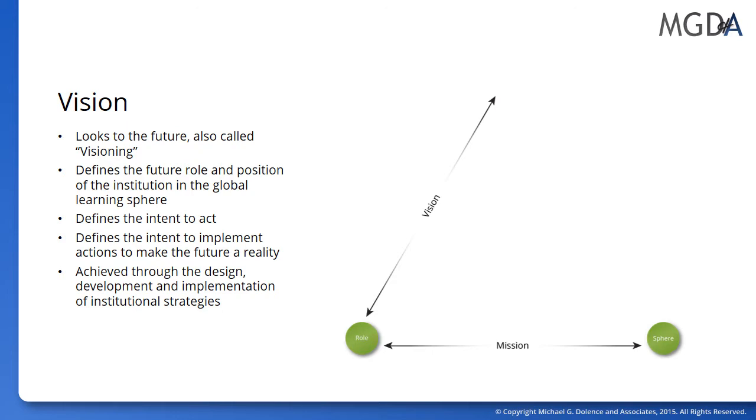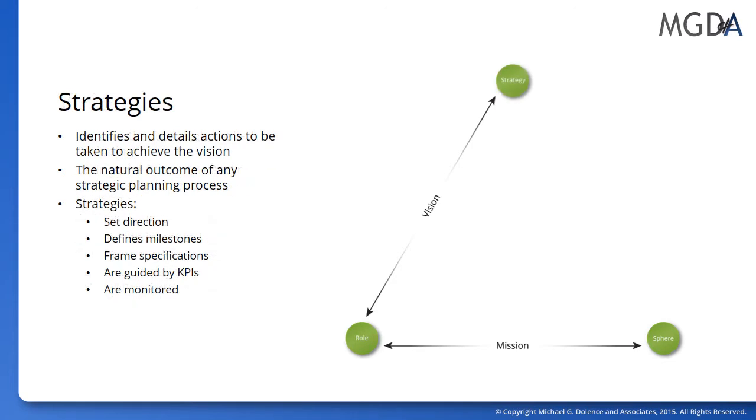Vision is depicted here as a bidirectional line emanating from role and advancing that role into the future to some aspirational point. The vision of the organization defines its intent to act, to implement actions to make its future happen. The means to achieve the vision is through the design, development, and implementation of institutional strategy. Strategy anchors the other end of the vision line and is defined here to include the actions the institution will take to achieve its future.